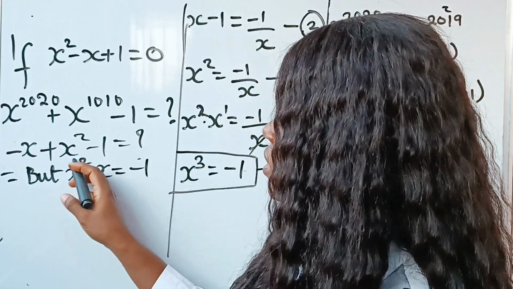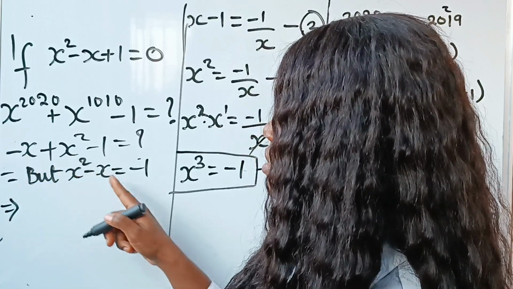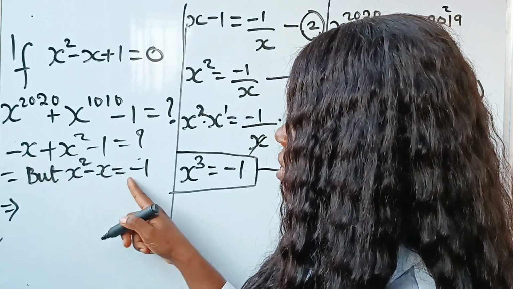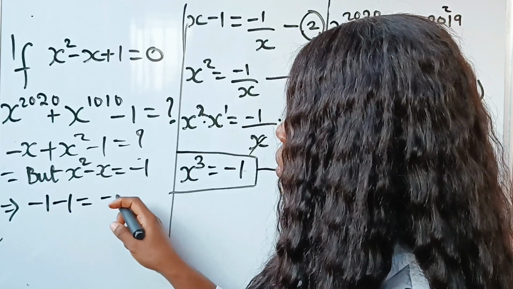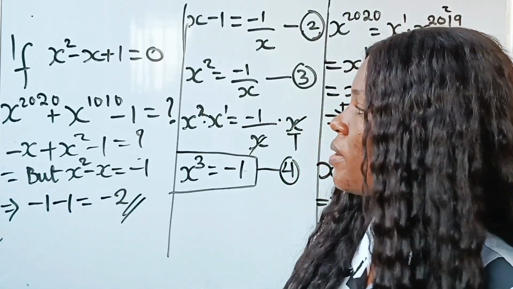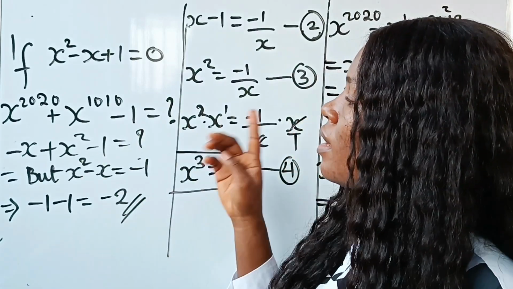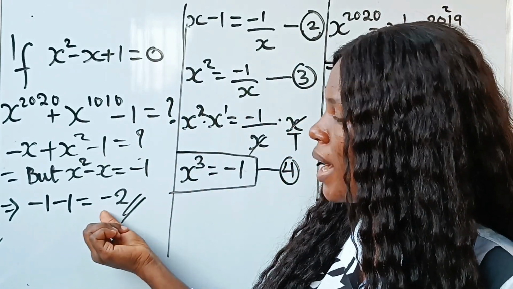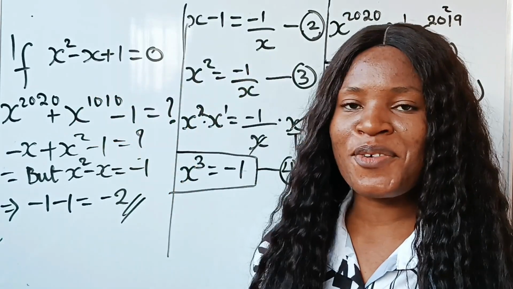So we are going to substitute it for here. So this implies that this plus this, all right, that is x squared minus x is equal to minus 1, and we have minus 1 here, and this is equal to minus 2. So this simply means that x to the power of 2020 plus x to the power of 1010 minus 1 will give us minus 2 if x squared minus x plus 1 is equal to 0.